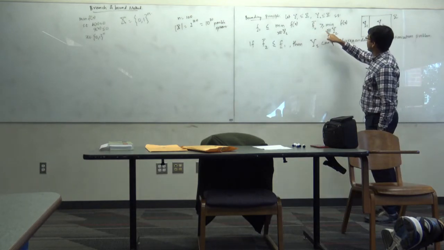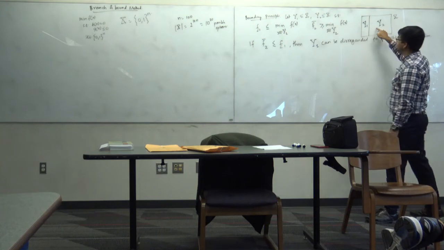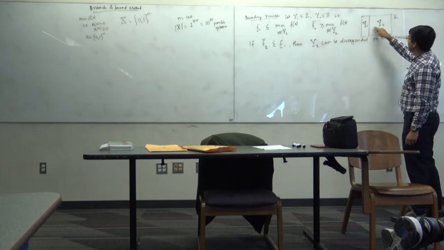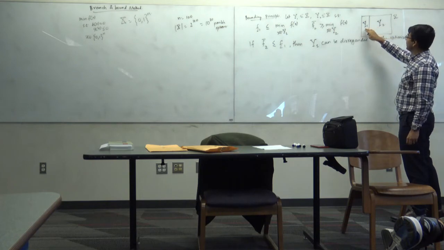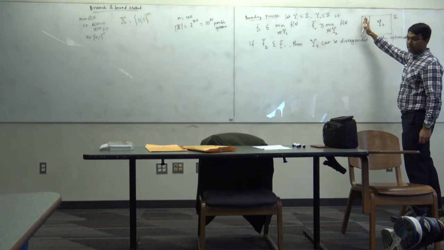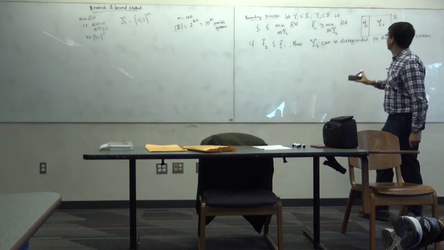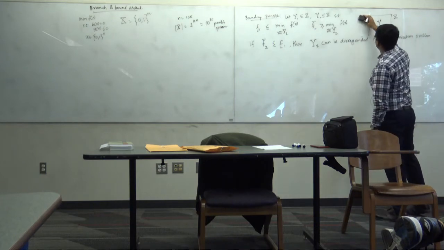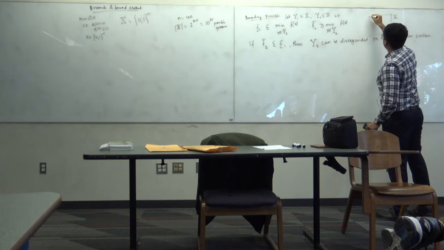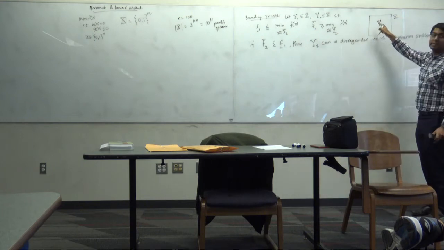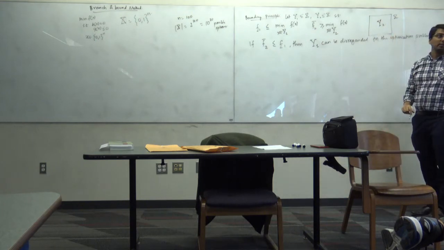So f2 bar is an upper bound on the minimum value in this. So if the upper bound on the minimum value here is lower than the lower bound on the minimum value here, then it means that I can completely disregard that from the optimization problem, and just look for the optimal this. Is that clear?